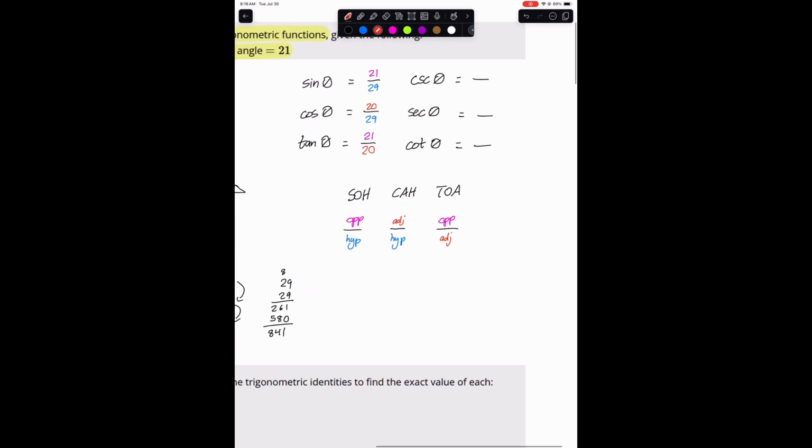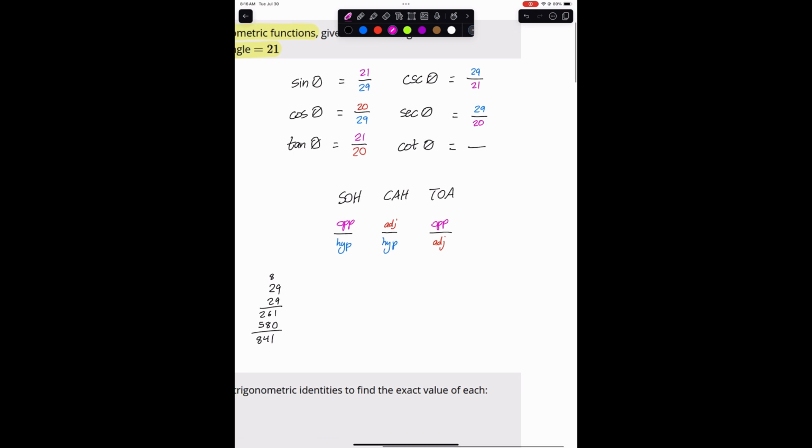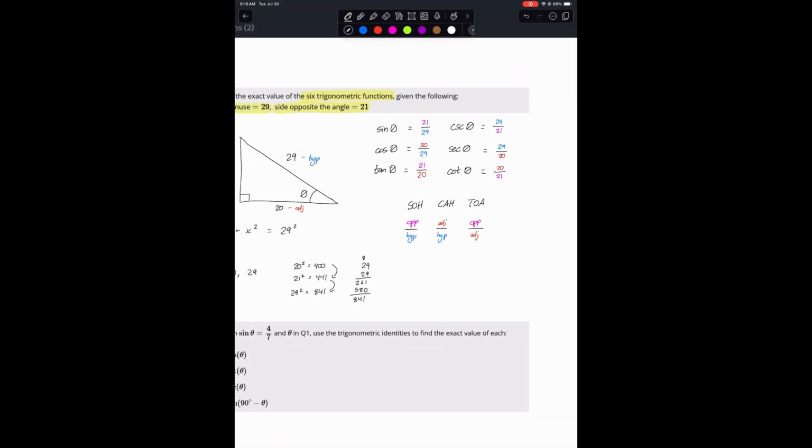Now for cosecant, right, we just flip. So we flip the sine value over and we get 29 over 21. For secant, we flip cosine over, so we get 29 over 20. And for cotangent, we flip tangent around, so we get 20 over 21. And these are our answers for question 1.